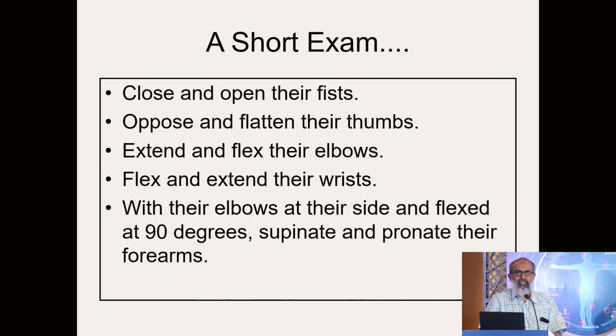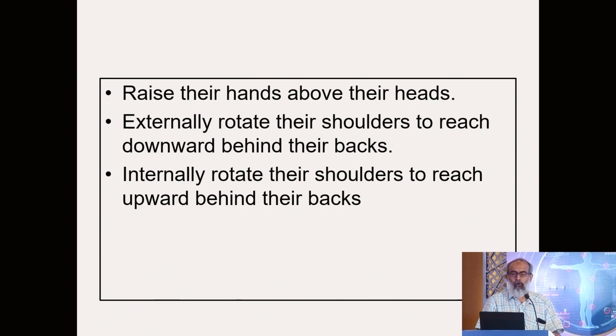Then a short exam will be like this: what you are basically doing is checking all the ROMs, not only of the fingers and wrist, but also of the elbow and the shoulder. As we mentioned in the case of the knee, all the joints are linked together and the pathology may not be at the distal area. The original pathology may be somewhere else and you are seeing a secondary manifestation in the wrist and fingers. So always have a rough examination of the proximal joints.